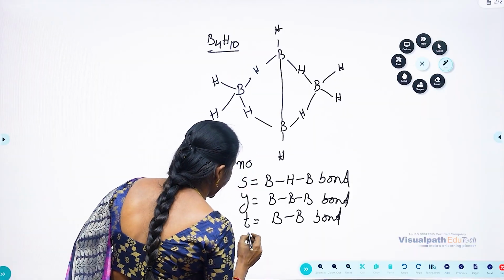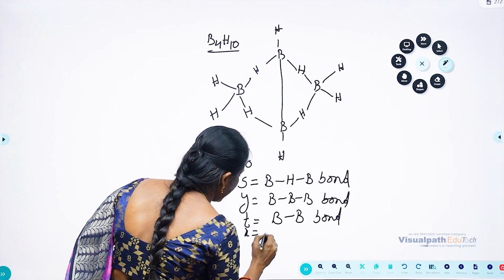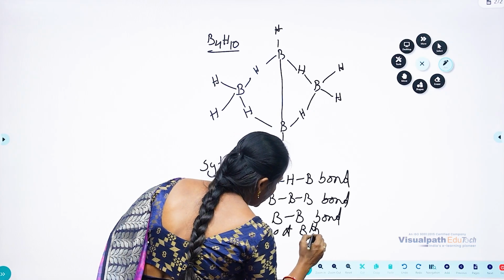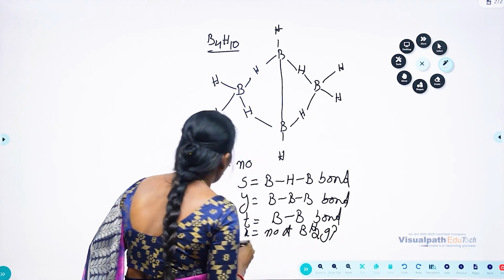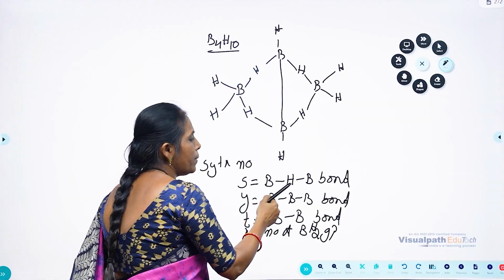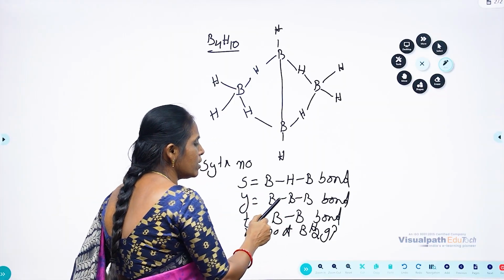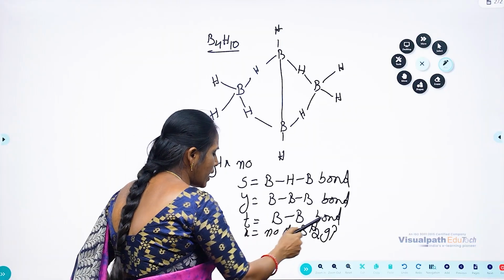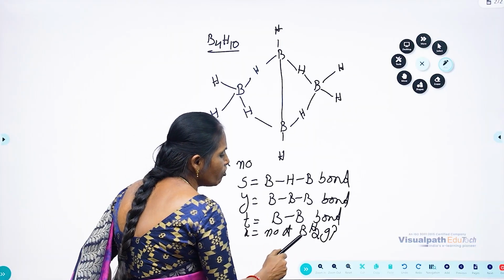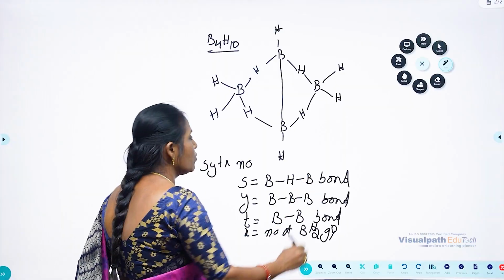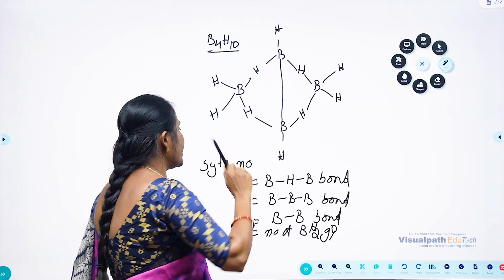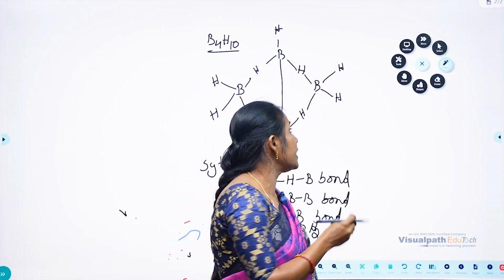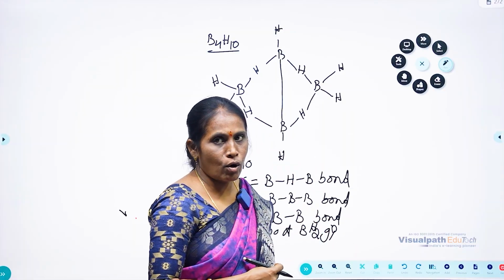And the next one is the X. X is the number of BH2 groups. S stands for BHB bond, Y stands for BBB bond, T stands for BB bond, and X stands for number of BH2 groups. Now we calculate the syntax number and total number of electrons in this B4H10 molecule.